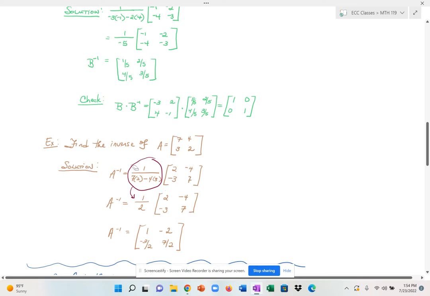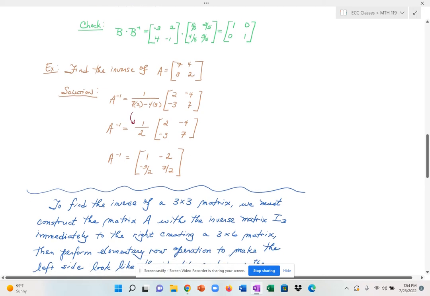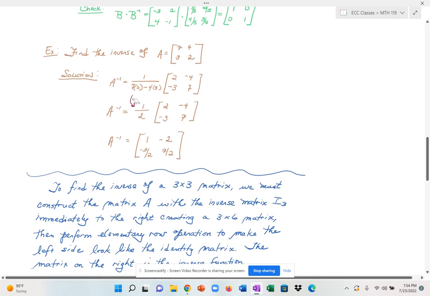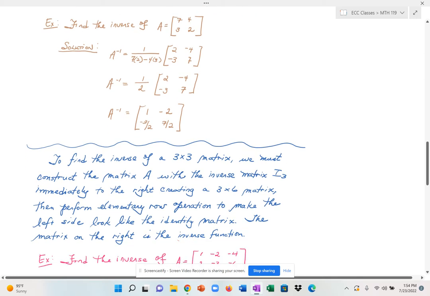Okay, so when you have something larger than a 2 by 2, there is no formula. So with something like a 3 by 3, it is a bit more work to find what the inverse is.